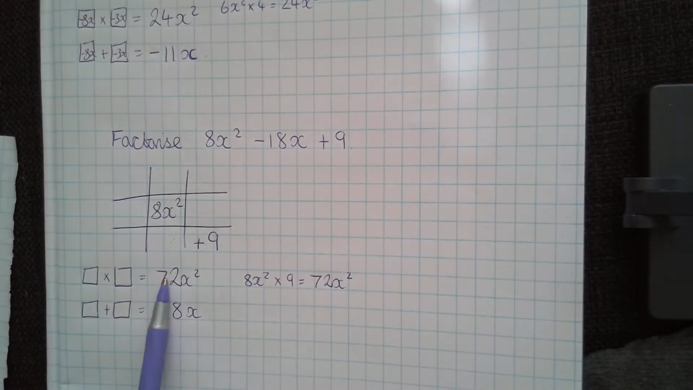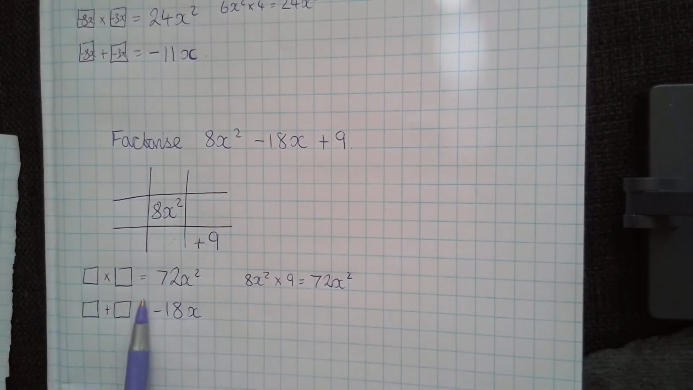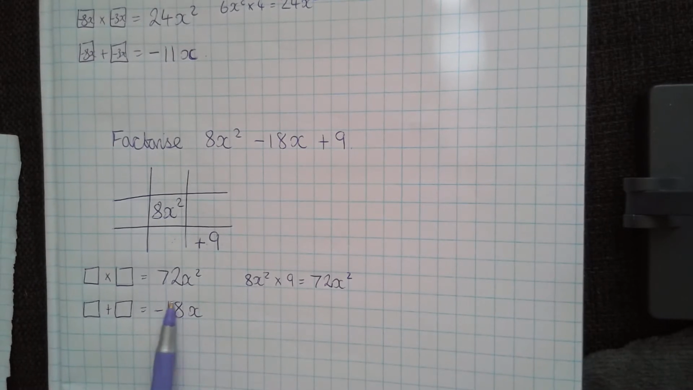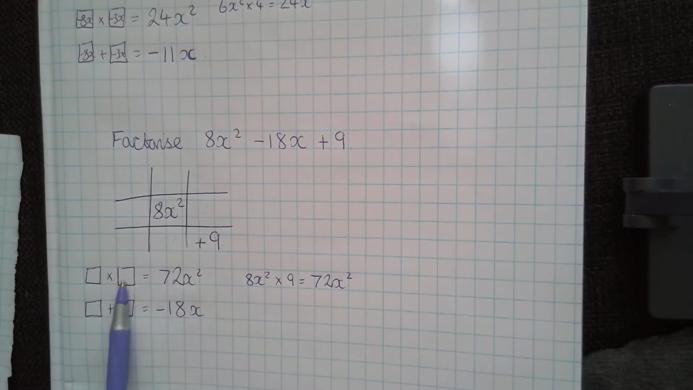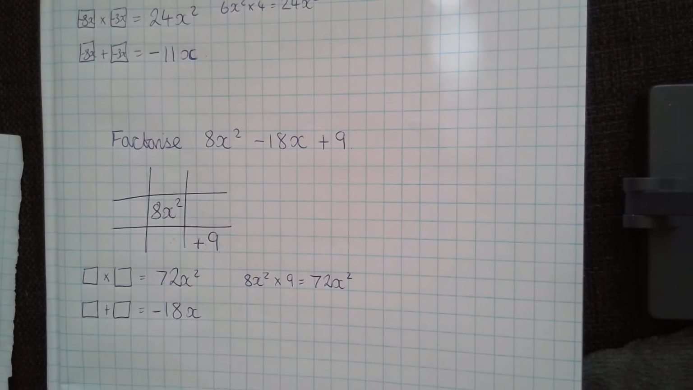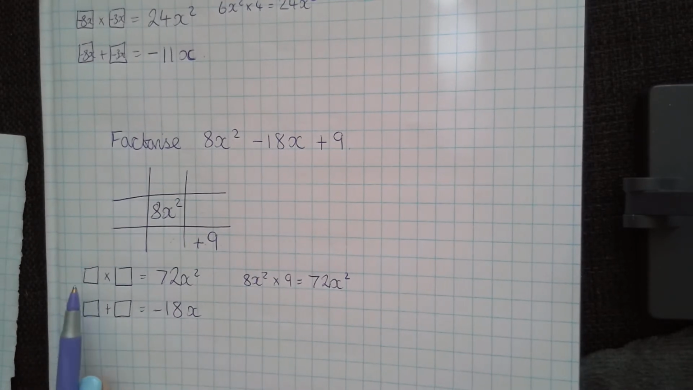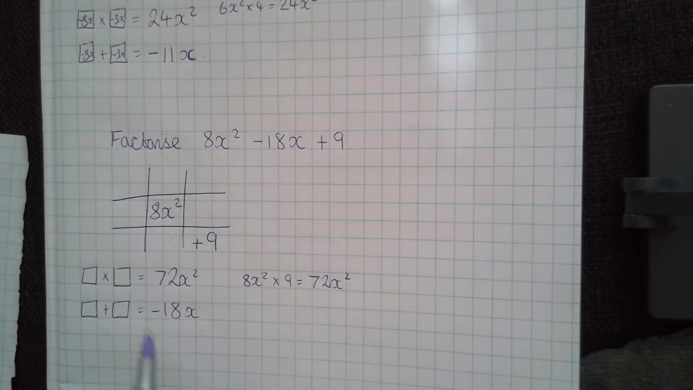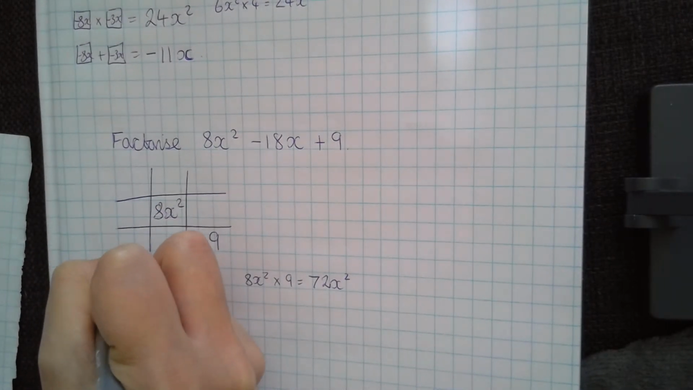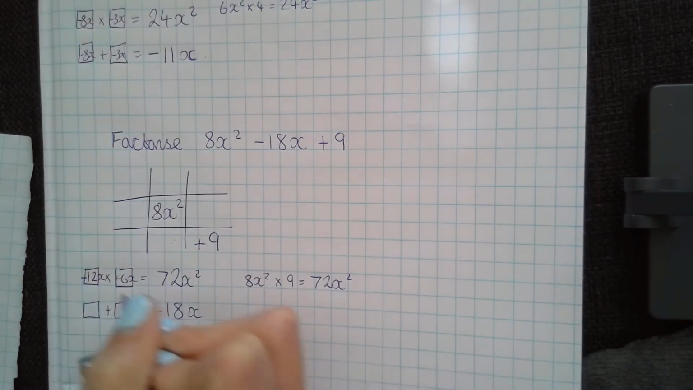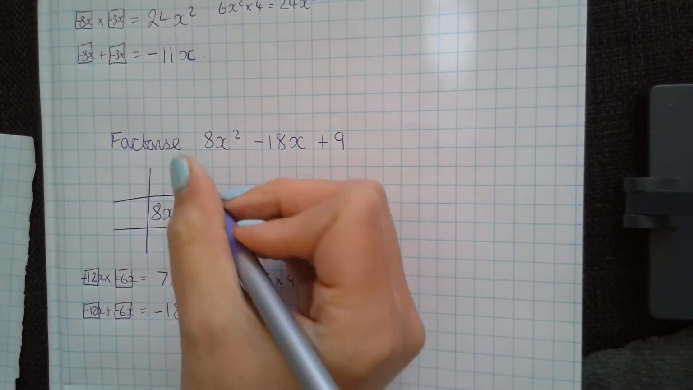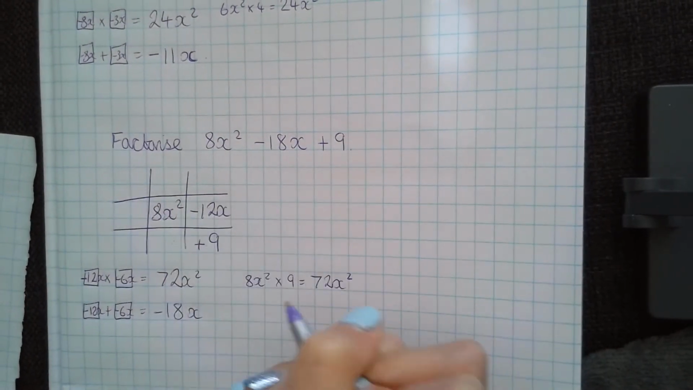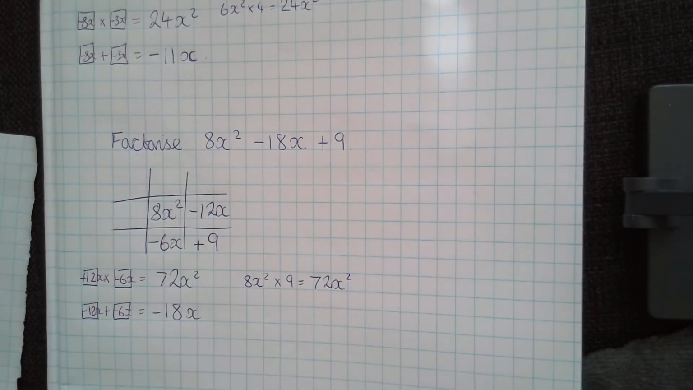So thinking about it, it's not going to be 8 and 9 again because negative 8 and negative 9 is not negative 18. I know they both must be negative numbers because a negative times a negative is a positive, and a negative add a negative becomes obviously further into the negatives. So it ends up being negative 12x times negative 6x, and then negative 12x add negative 6x. So I can put those either way round. So let's do negative 12x and negative 6x.